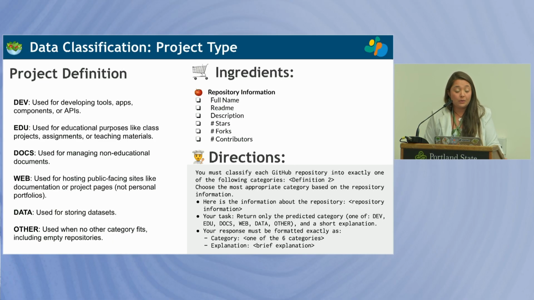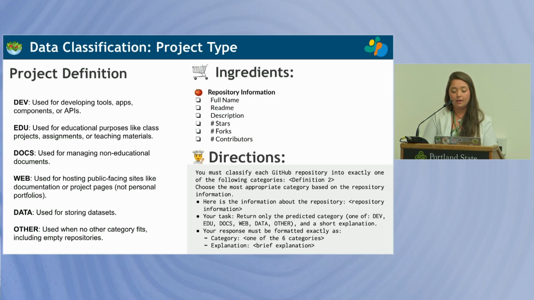And for these, I actually used way less repository information, because I thought the full name, the README, and the description should be enough context to determine which of these project types a repository fits in. I also added some popularity indicators like stars, forks, and the number of contributors, because I thought that would give extra context on which of these types the project would be.